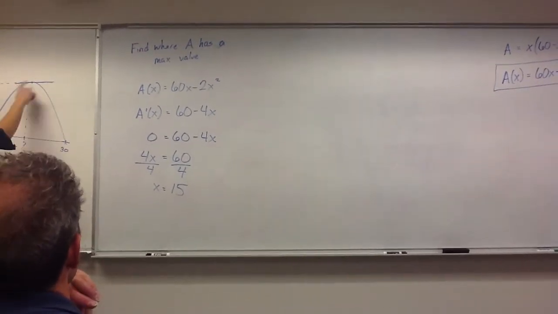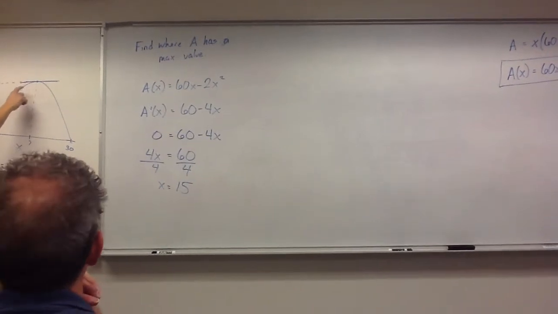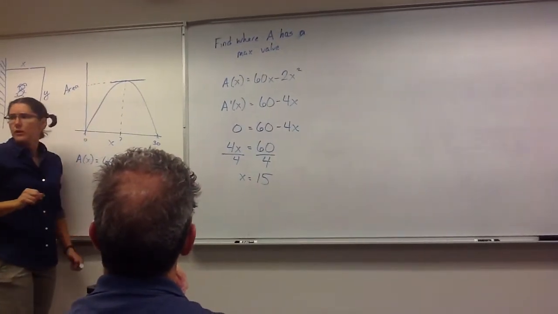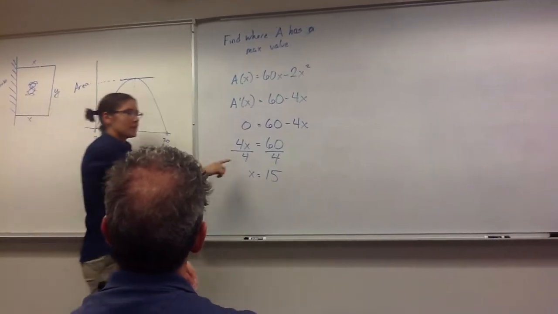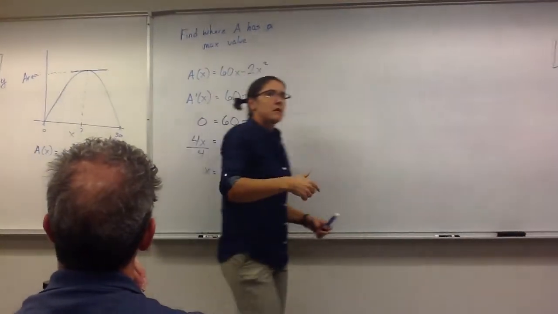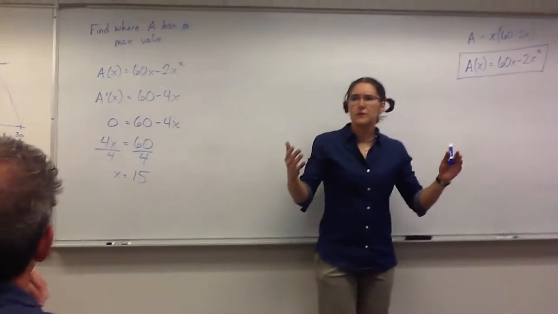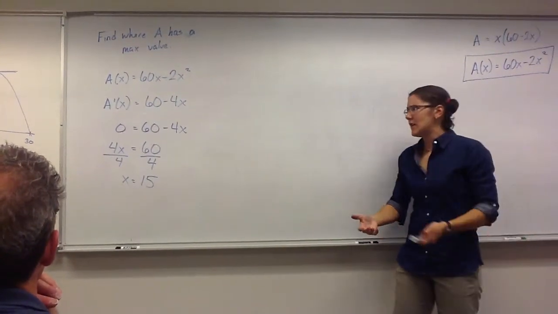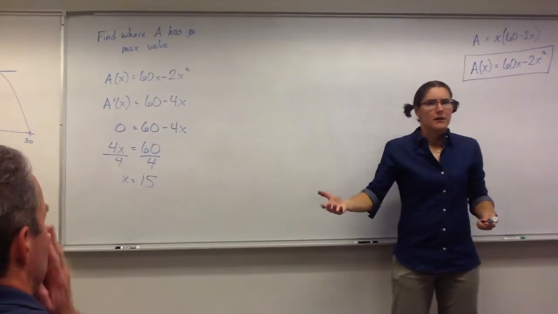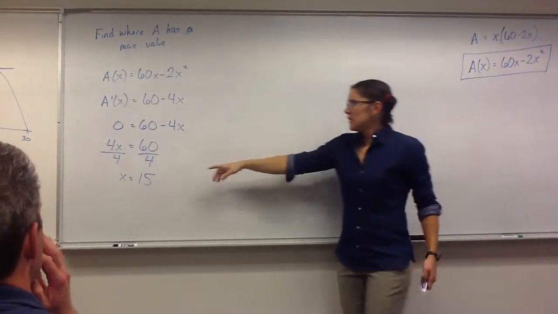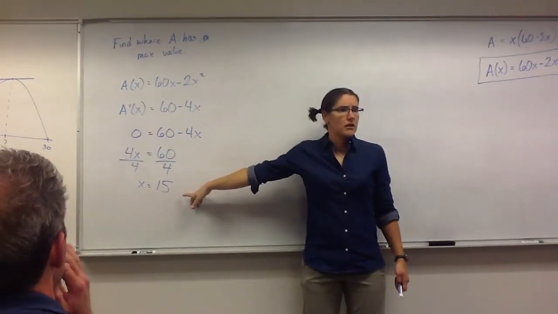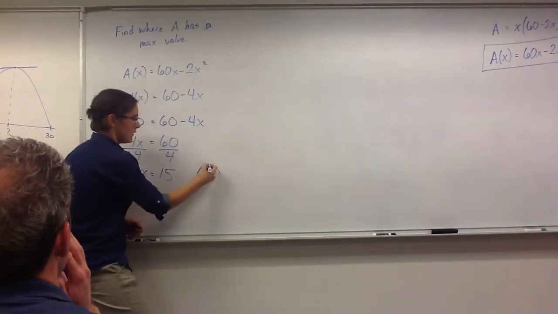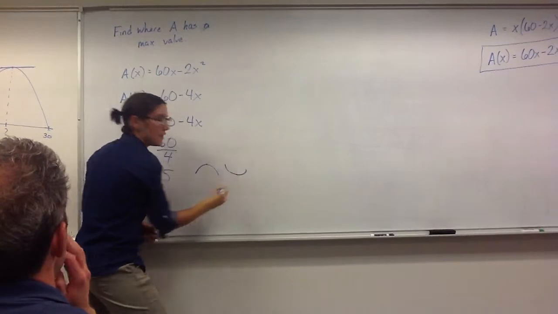Now, without my graph, how do I know that this is a maximum rather than a minimum? Because it would be a real bummer if I took this x value and said, okay, I'm going to make the x dimension 15, that's going to make the other x 15, and I'm going to figure out the y, and then it gives me an area, but just because I have a flat place on my function, I don't know that that flat place is necessarily a maximum. It could be a minimum.